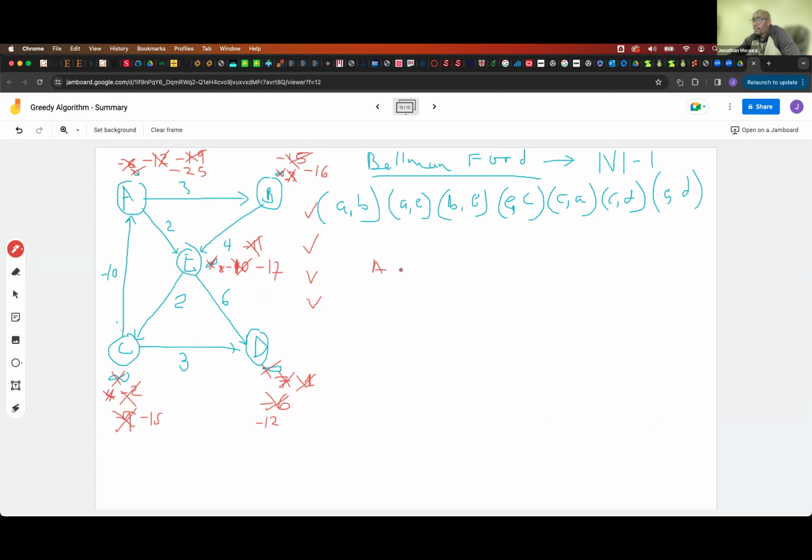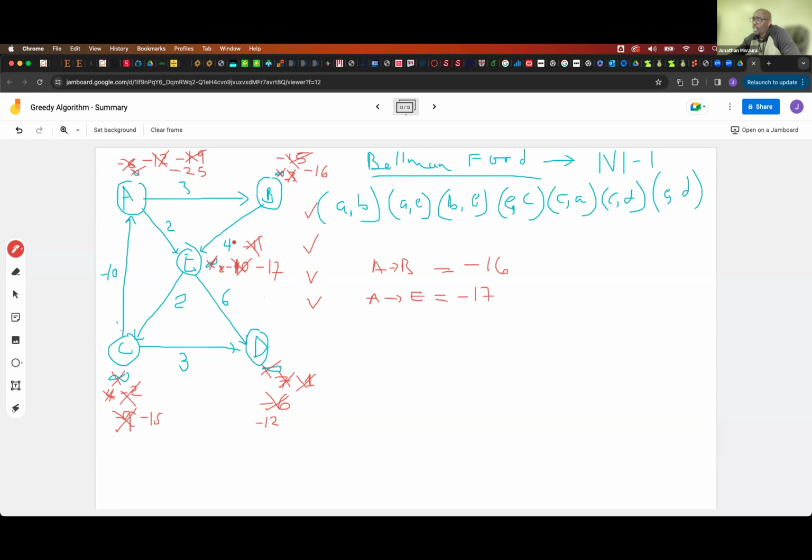A to B is minus 16. Okay, minus 16. And then A to E is minus 17. Essentially, in order to form this answer, we are moving from A to B to E to C to A, and then going back to B. This is what is forming the answer.